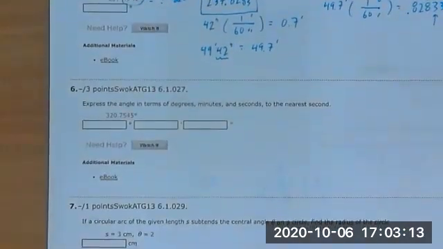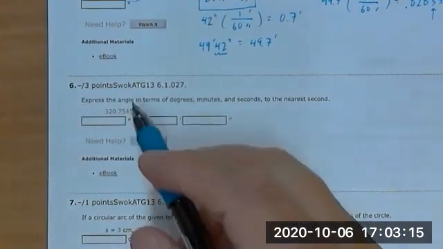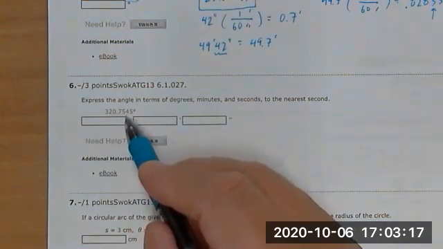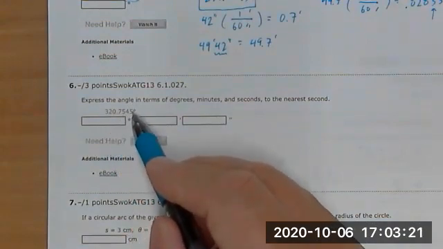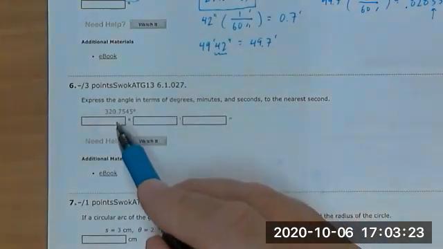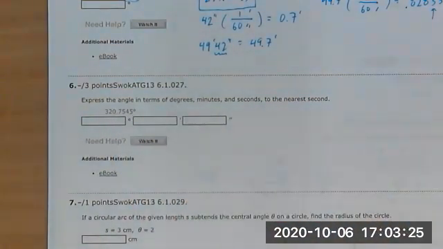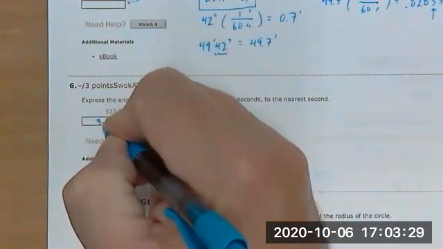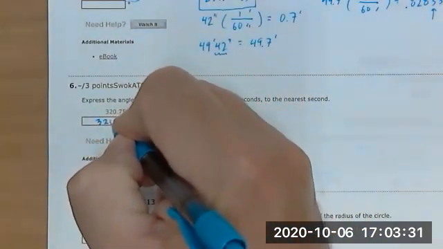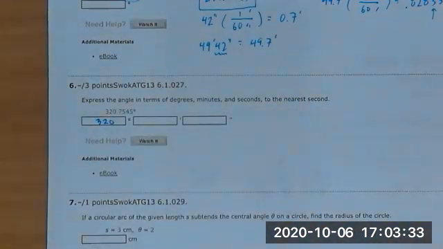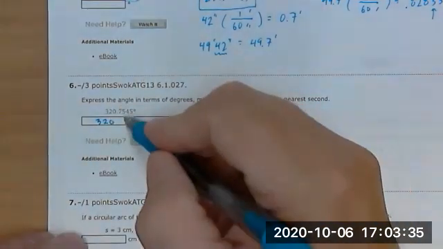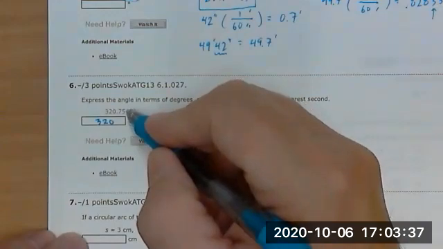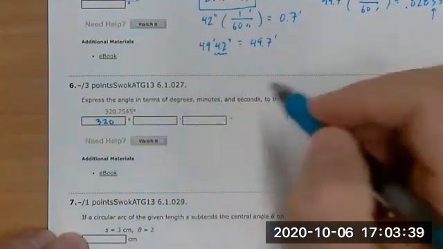Now they sort of flip it around, and they say here is an angle written as a decimal in degrees, and they want to convert it to degrees, minutes, seconds. So once again, I know right away it's going to be 320 degrees. Now the key is the 0.7545, I need to convert that into minutes and seconds.